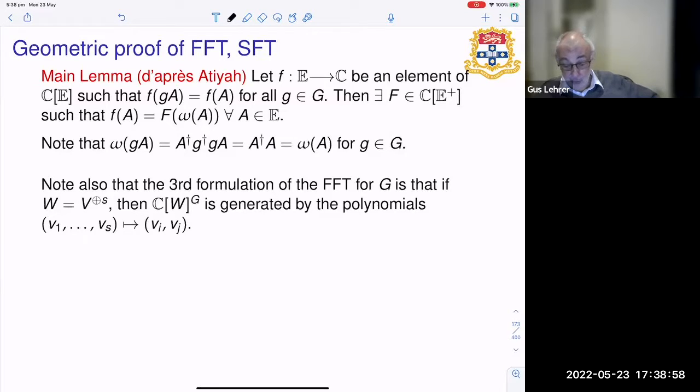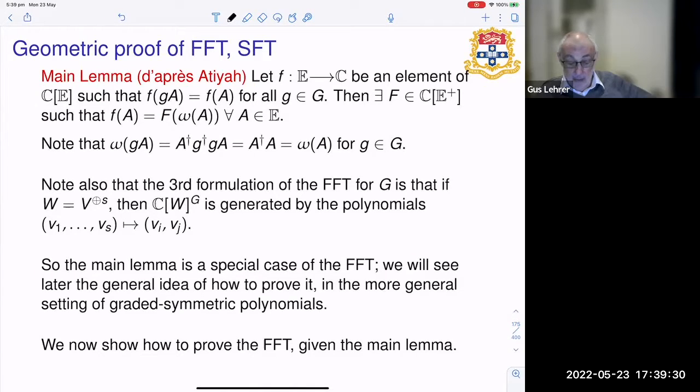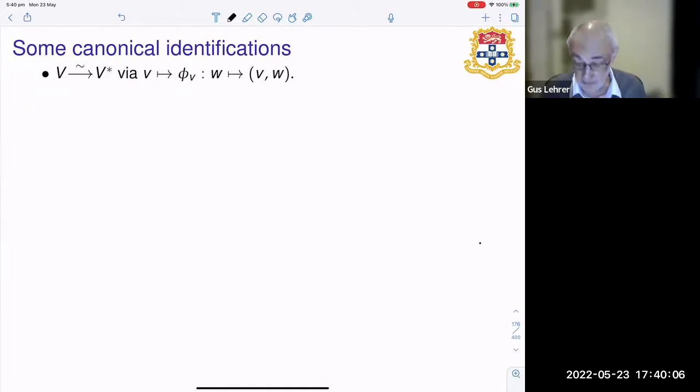So that is the third formulation of the first fundamental theorem. In some sense, this main lemma is a special case of the third formulation. Now, before coming to the proof of this first fundamental theorem, I want to give an indication of how it's used to prove the first fundamental theorem.